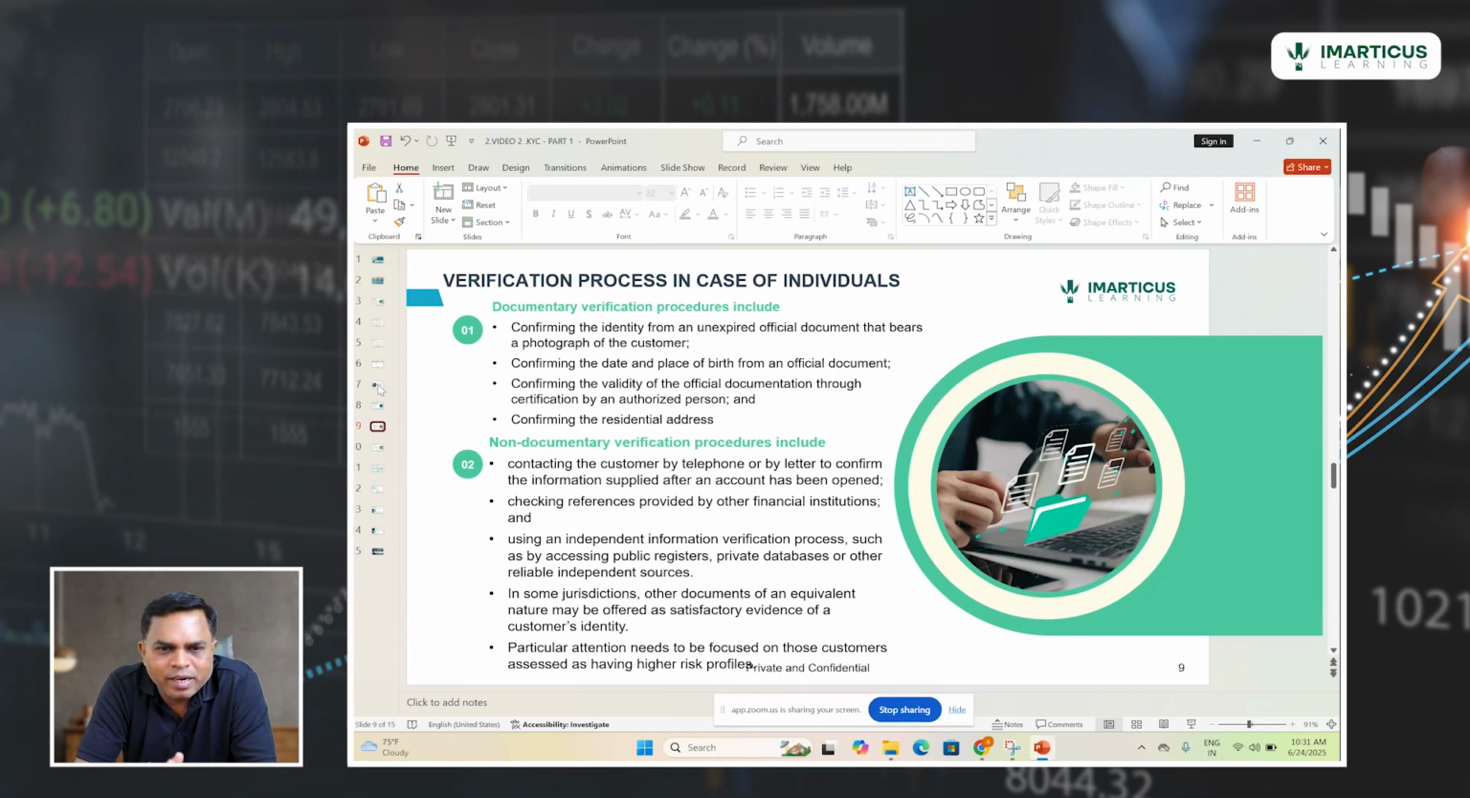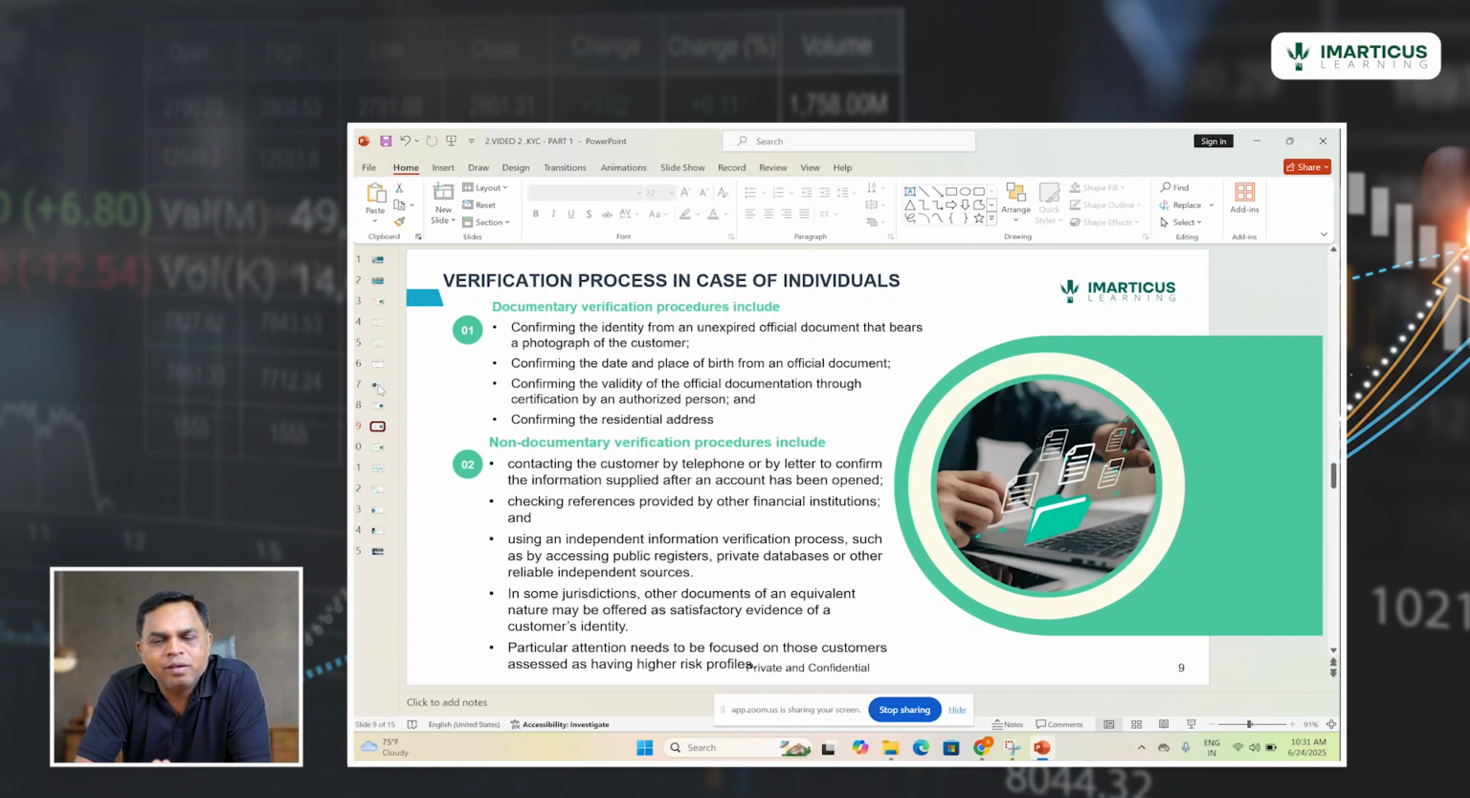Then once the documents are collected by the financial institution or bank, the next process starts with the verification process. Now, verification can happen in two ways. One is documentary verification and the second is non-documentary verification. Non-documentary verification is verifying the document with the issuer.